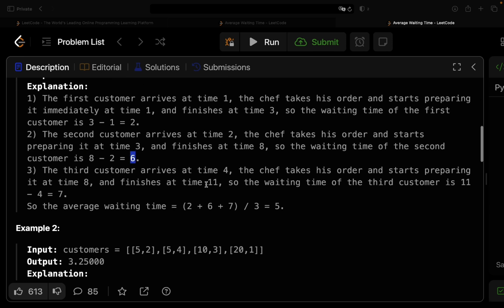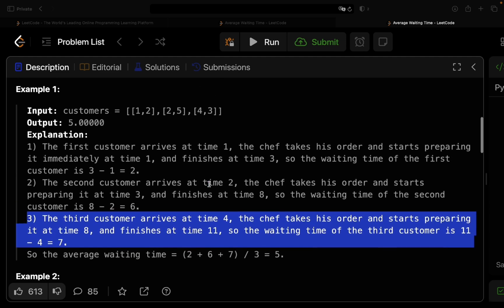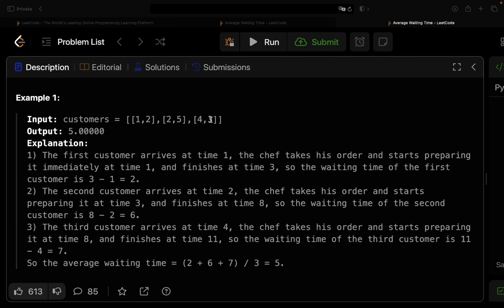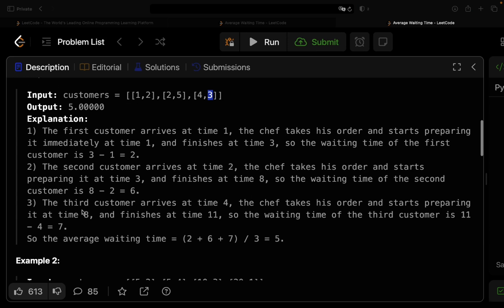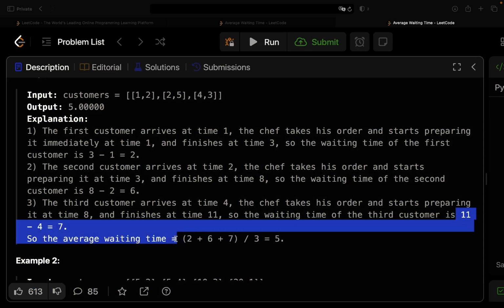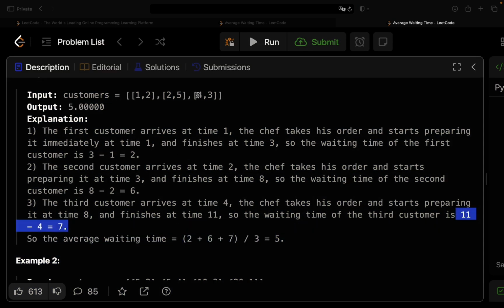For the third order, the customer arrives at time equal to 4. The chef takes the order and prepares it at time equal to 8 because he finished the second one at time unit 8. So he finished the third customer's order at time unit equal to 11, which is 3 plus 8 when he started. So the waiting time will be 11 minus 4, 11 minus the arrival time, which is 7.